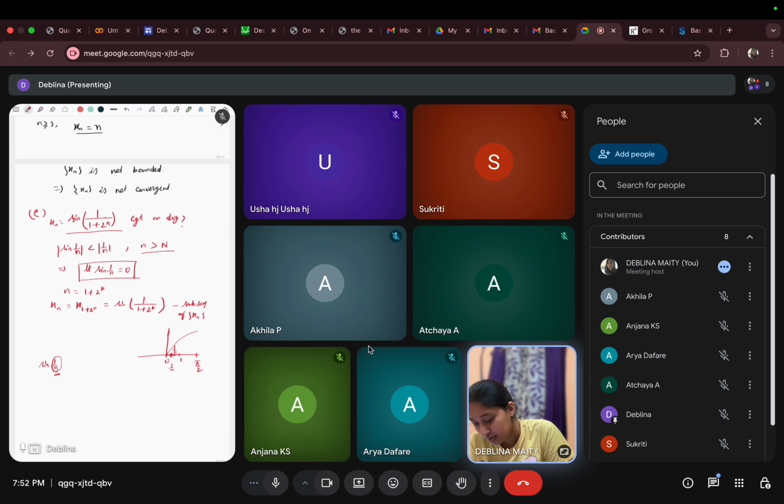Okay. So sine 1 by n is convergent, and this is going to be 0. So sine 1 by 1 plus 2 to the power n is 0. We will discuss the convergence of sine n, because sine n will be an interesting sequence, right? It will be positive and negative when n is increasing, because sine x, how does it look like? This is 0, 1, like this. So it is going to oscillate.